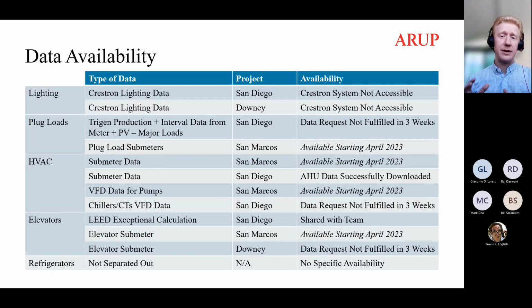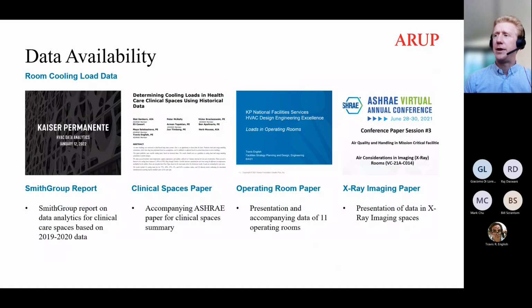It turns out that accessing some of that data has been challenging, and going forward, ensuring that new hospitals have a high quality data system that is well mapped through KPIT so that data is accessible and usable for future studies is pretty critical. So in the end, while we were able to get some submeter data from the HVAC from Kaiser San Diego, we relied a lot on cooling room data that was available from a variety of buildings through past studies that Kaiser's looked at.